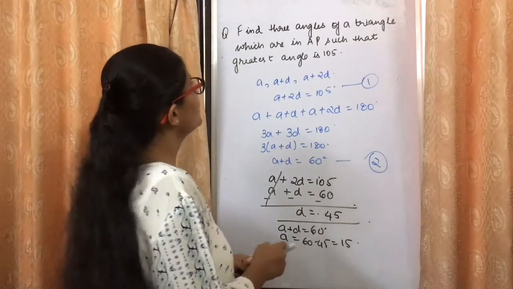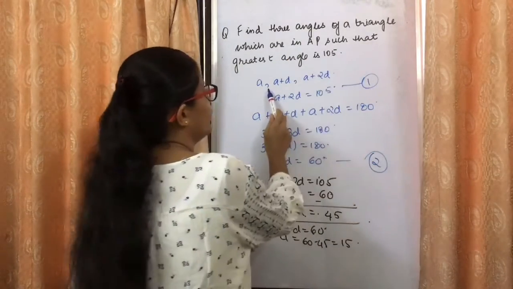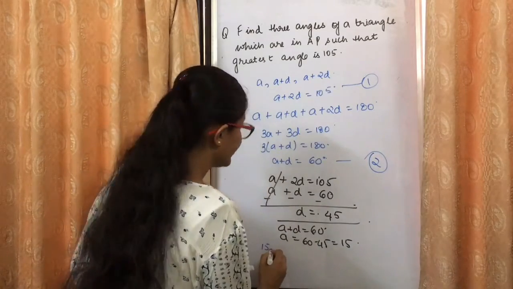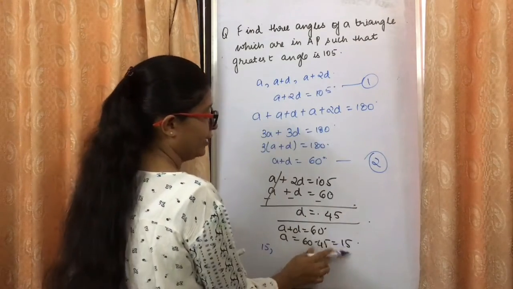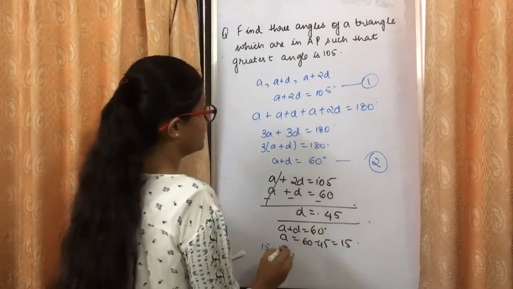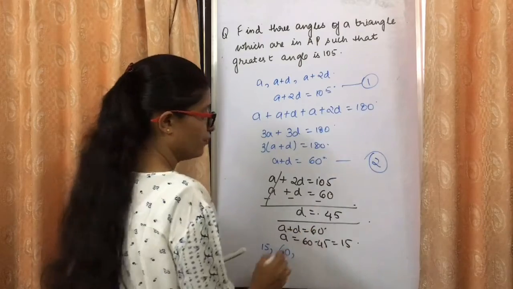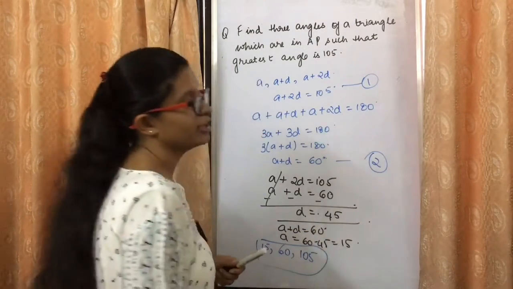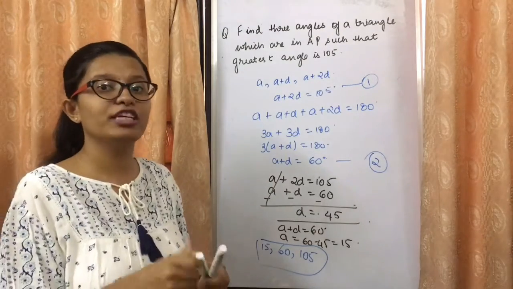What was asked in the question? Find the three angles. So we need to find all the three angles. First angle is 15. Second angle is a plus d, that is 15 plus 45, which gives you how much? 60. Then 60 plus 45 gives you how much? 105. So these are the three angles of the triangle.